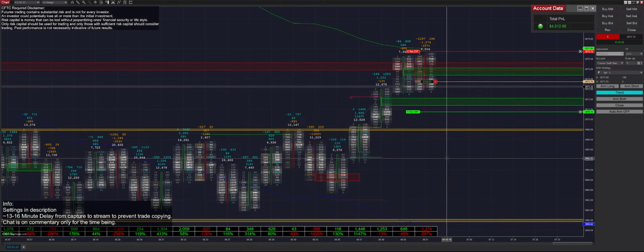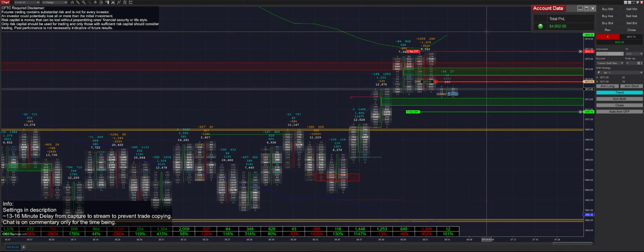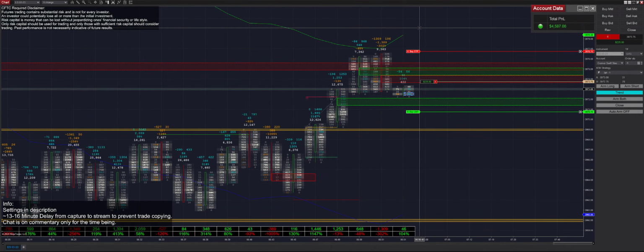So fortunately, this imbalance stuck. That triple stacked imbalance is sticky. We got 4 of them there, and the bar actually closed with those being valid. So that does help us a lot.